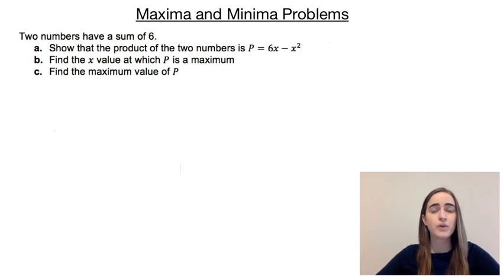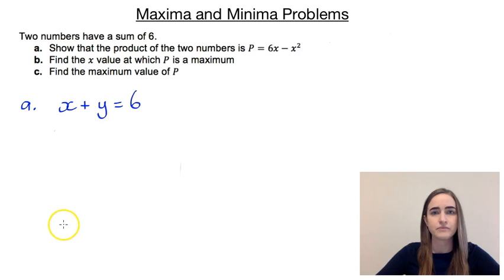In some examples, we might not be given the quadratic equation. We might have to develop that from the problem that we're given. This example says two numbers have a sum of 6. For part A, it says show that the product of the two numbers is P equals 6x minus x squared. So let's start off with two numbers. Let's call them x and y. Our first statement says two numbers have a sum of 6, so that means x plus y is equal to 6.